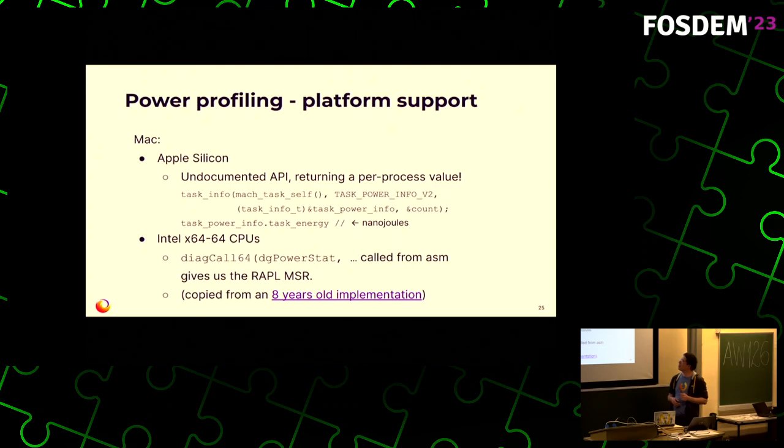On Mac, there are two different architectures, with a mostly undocumented or poorly documented API. Poorly documented means the name of the API is there, but there's no explanation about what it does or how to use it. But the kernel is open source, so by reverse engineering a little bit, I could figure out that this task energy thing was a value in nanojoules. And for Intel CPUs, there is a specific syscall called with magic assembly code that we had implemented 8 years ago, which I didn't know anything about, but someone pointed me to it. Great, we can also support Intel Macs.